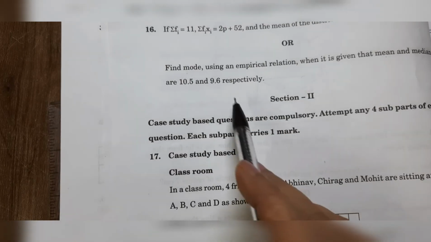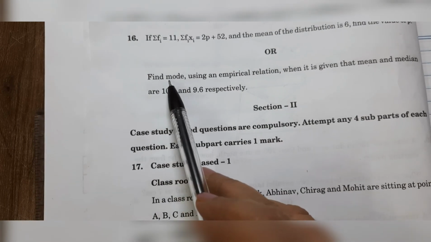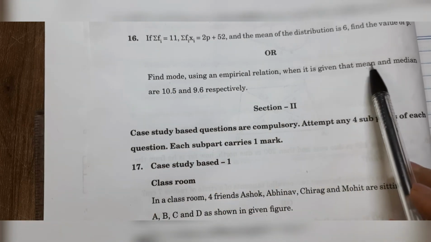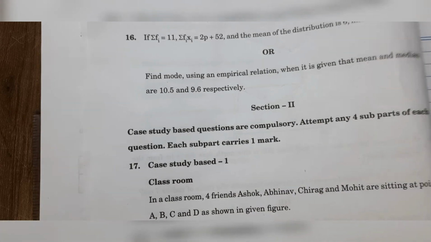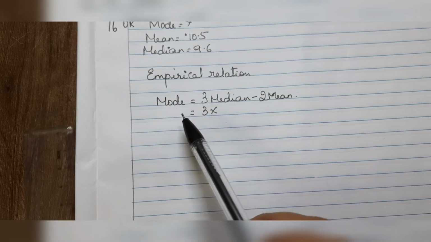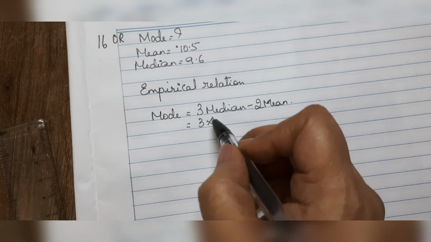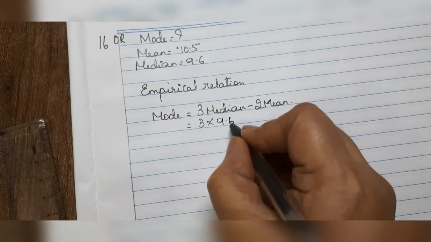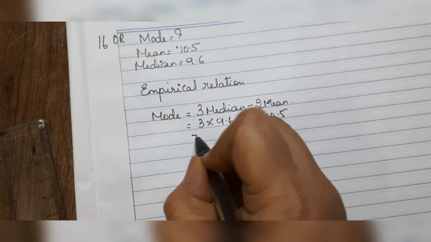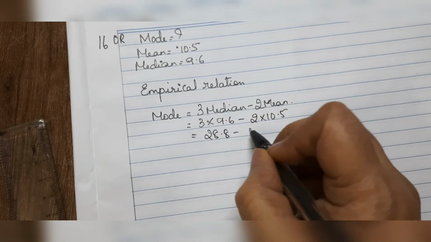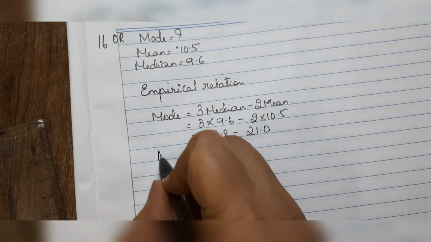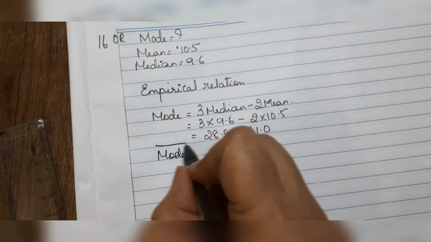Last question of part A. Find mode using empirical relation, given that mean is 10.5 and median is 9.6. So we need to find mode. So we will write the empirical formula in this format. So median here is 9.6, 3 into 9.6 minus 2 into 10.5. This is 28.8 minus 21.0. So we get 8.8. Mode is 8.8.